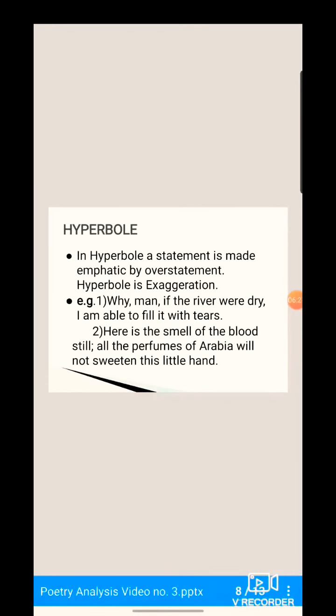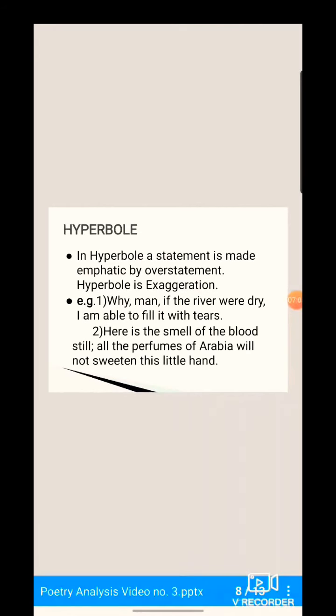Now let's study hyperbole. By this figure, things are represented as greater or less than they really are. In hyperbole, a statement is made emphatic by overstatement. Hyperbole is exaggeration, suggesting that something is the strongest, the best, the greatest, which of course distorts the truth. For example, "Why, man, if the river were dry, I am able to fill it with tears."